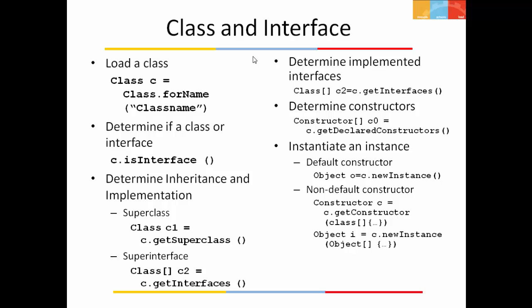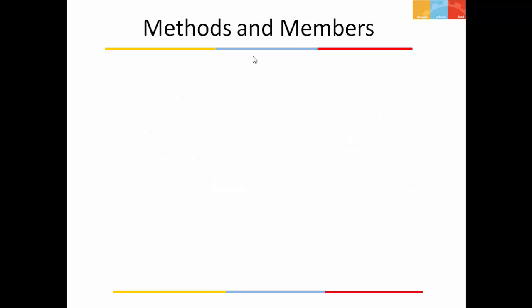Constructor C equal to, well, there is a mistake here. It should be Constructor C1, let us say, not C. So Constructor C1 equal to C.getConstructor, and then you pass an argument and get C1, which is basically a constructor type, and then you say C1.newInstance, pass the arguments, and you get an object.